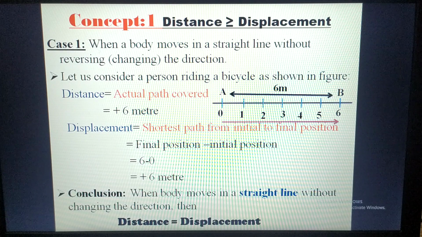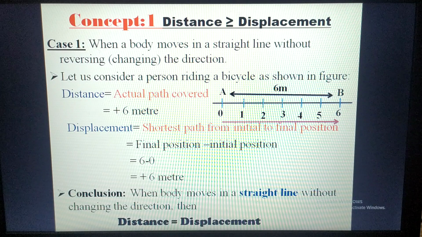In the previous lecture we talked about distance and displacement. What is distance? It is the actual path covered by a moving body. And what is displacement? It is the shortest path covered by a moving body. Displacement is always a straight line. Distance is a scalar quantity and displacement is a vector quantity. The unit for both distance and displacement is the meter.